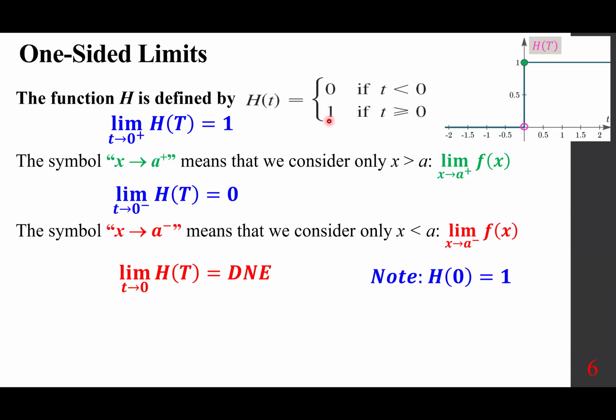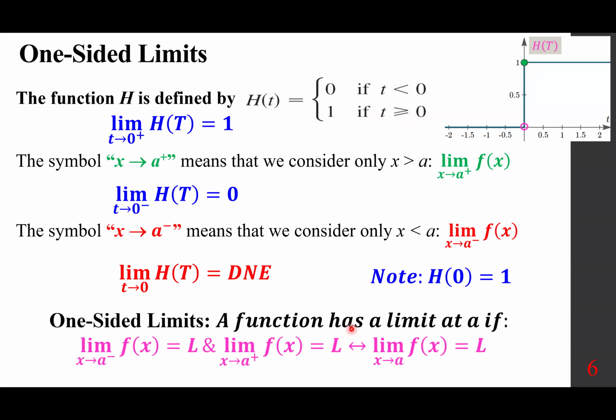If we were to graph it, this is y equals 0, the x-axis, or in this case, the t-axis, but for t less than 0, so you have a hole here, this portion. And y equals 1 is a horizontal line, but starts from 0, and it's a solid point because of the equality. So you can see the graph, and of course, the one-sided limits indicate a function has a limit at a if the one-sided limits are identical. The limit of f of x as x approaches a from the left and right must be the same for the limit to exist.